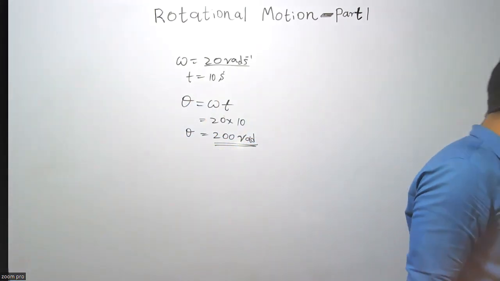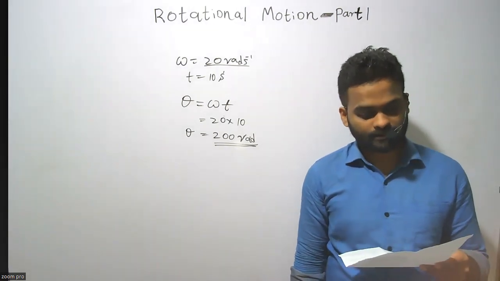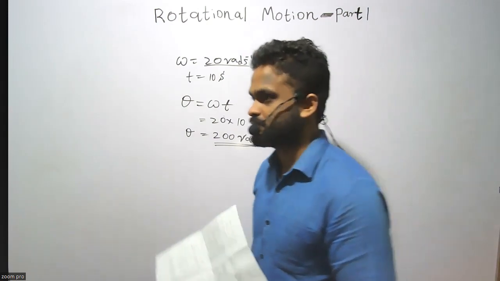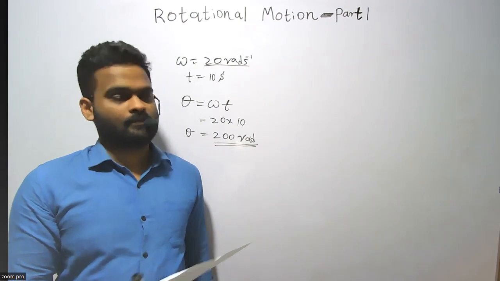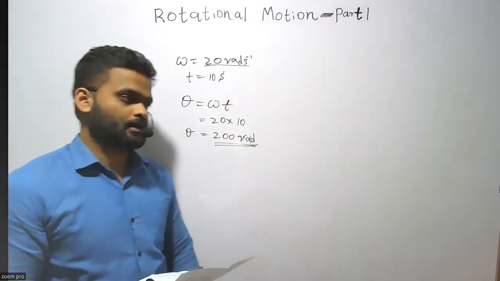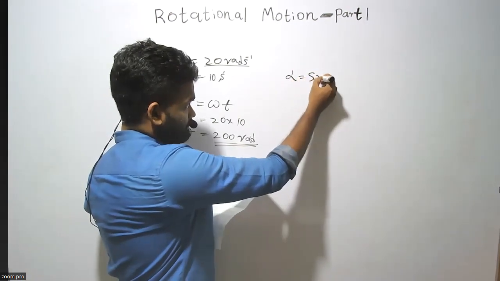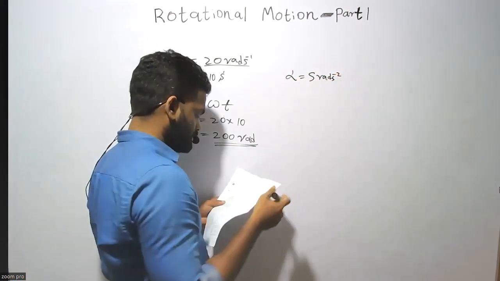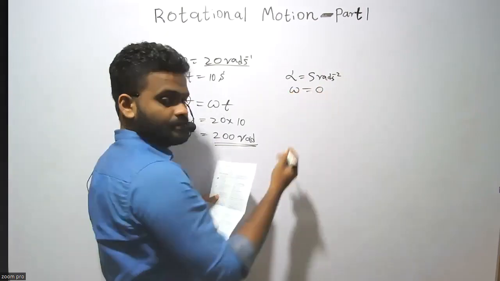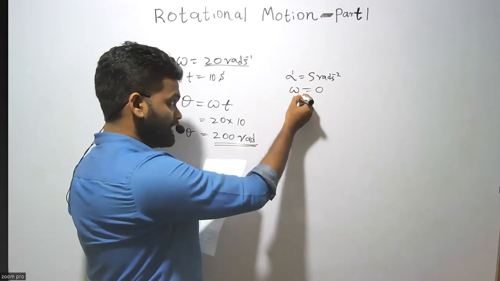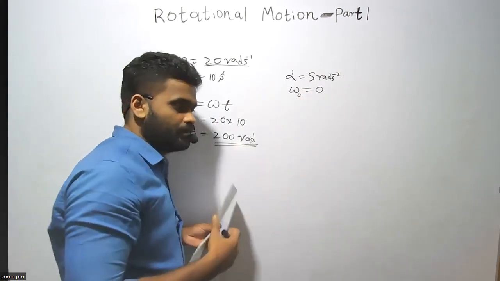Third question. A fan with angular acceleration 5 radians per square second rotates. So there's angular acceleration now. Okay, angular acceleration, so you cannot apply this one, right? Angular acceleration is given as 5 radians per square second. Initial angular velocity is given as 0, so that is omega naught actually. What they ask is the final angular velocity.